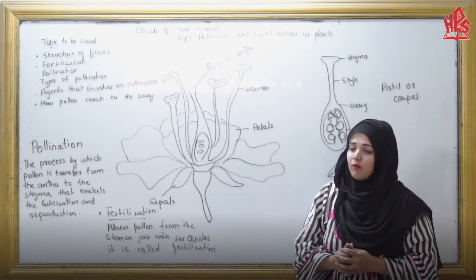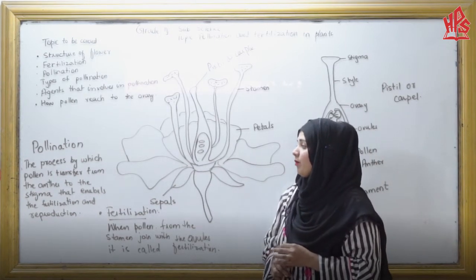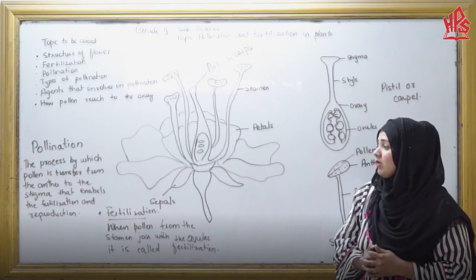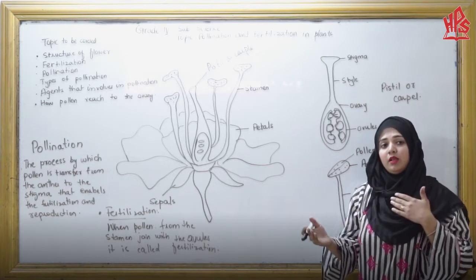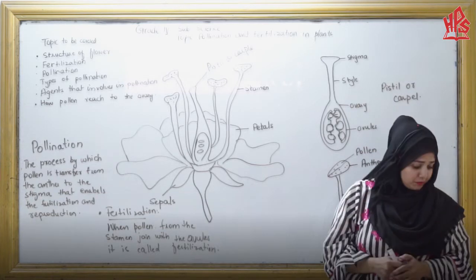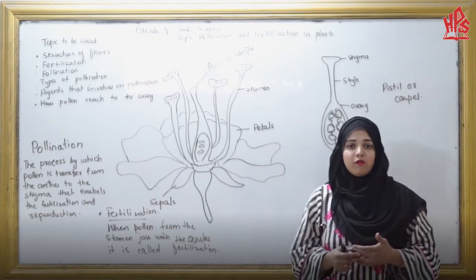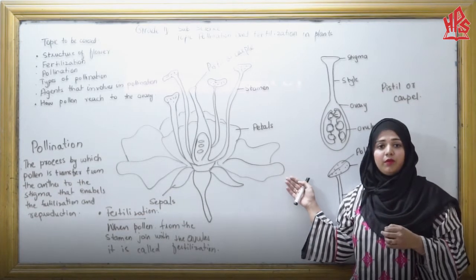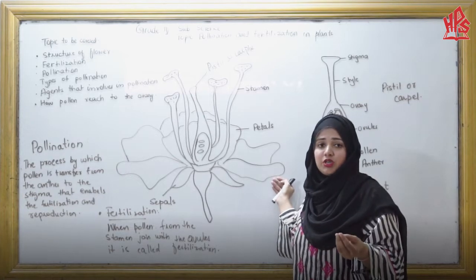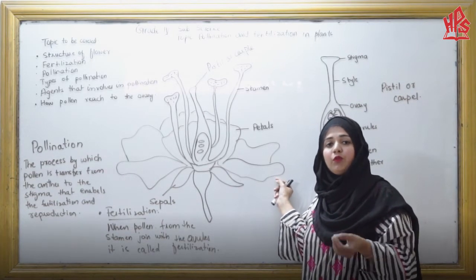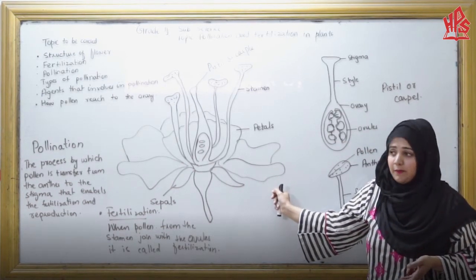Now we see what pollination is. Pollination is a process by which pollen is transferred from the anther to the stigma that enables fertilization and reproduction. There are various ways through which pollens move to the stigma. Flowers have the brightest part, which is petals, which contain sweet nectar, which contains honey-like nutrients, which act as food for different insects like butterflies, bees, and different animals.